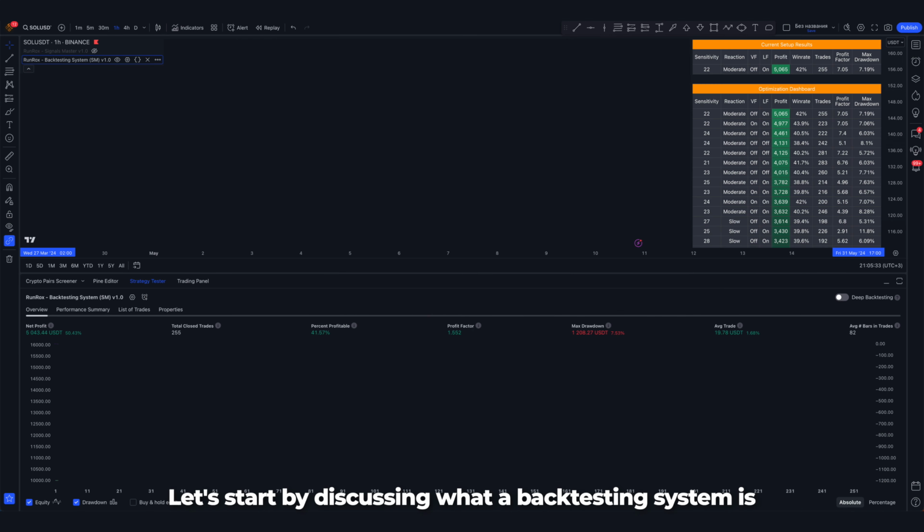Let's start by discussing what a backtesting system is and what it is designed for. The primary purpose of a backtesting system is to provide a tool that allows traders to test their trading strategies using historical data. This means that you can check how your strategy would have performed in the past before applying it in real trading. Thus, you can evaluate the effectiveness and potential profitability of your strategy and fine-tune the settings of your indicators to achieve the best results.